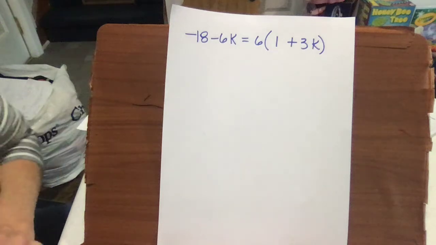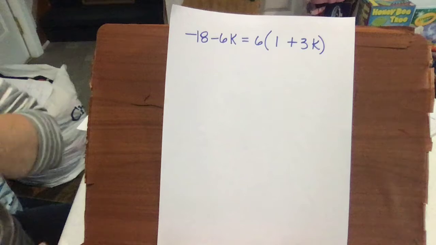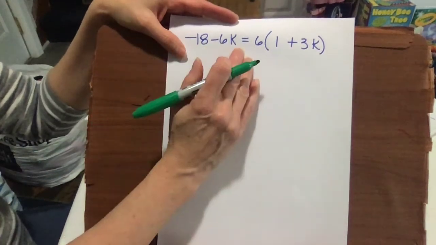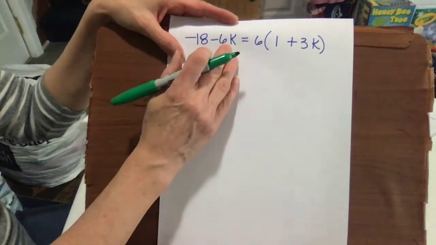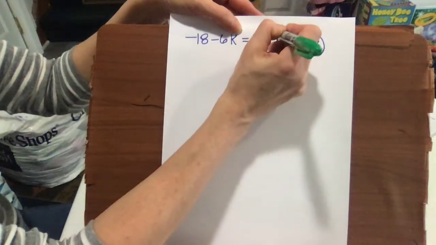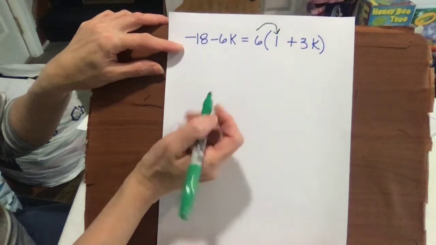All right, next up is a distributing problem. Negative 18 minus 6k equals 6 times the quantity of 1 plus 3k. So first we're going to look for combining, and we have nothing on the left-hand side to combine. Negative 18 and a negative 6k are not like terms. And on the right side we have distributive property.